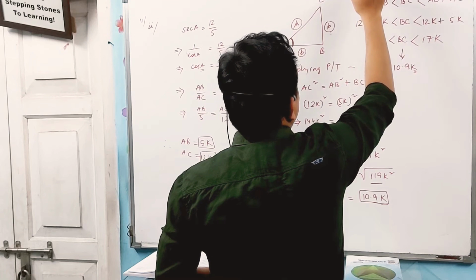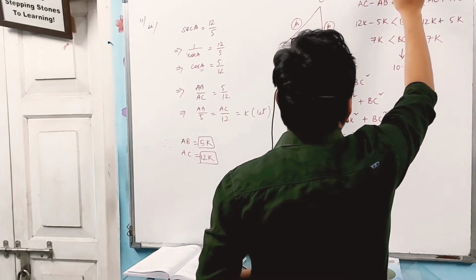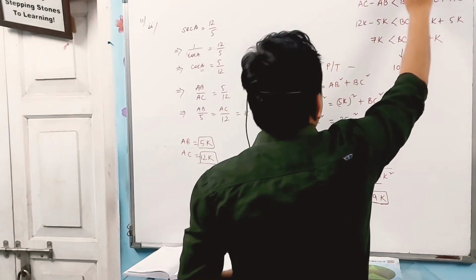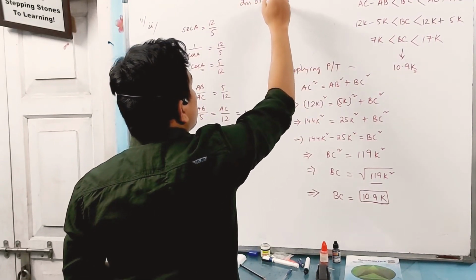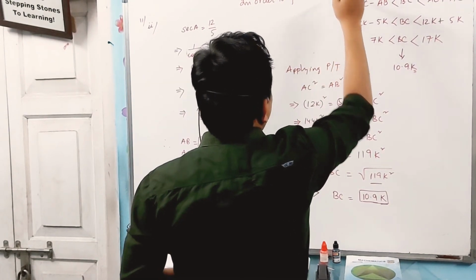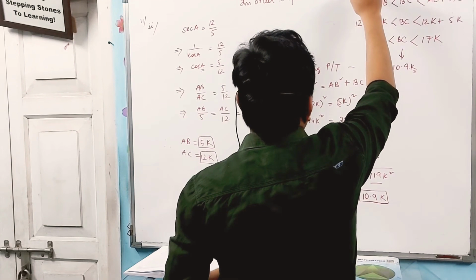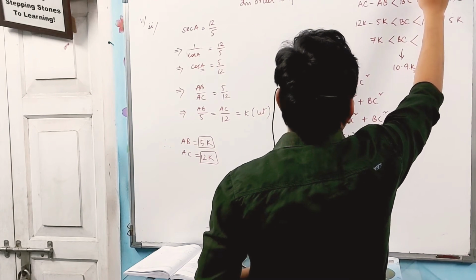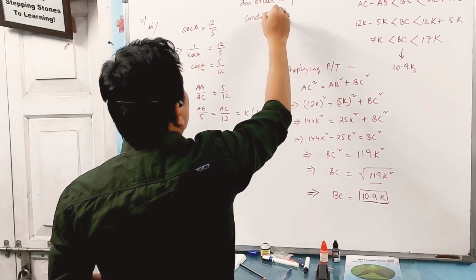In order to form triangle ABC, BC must satisfy the condition below. Let me draw this triangle. Just before this you have to write: in order to form triangle ABC, BC must satisfy the condition below.